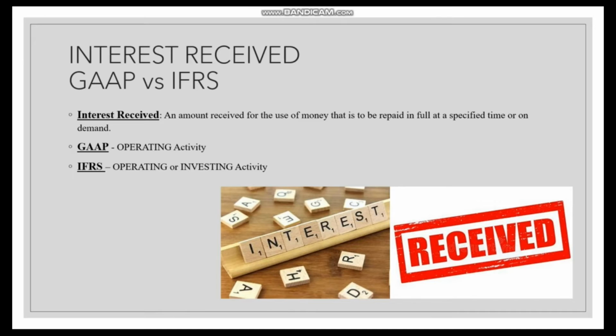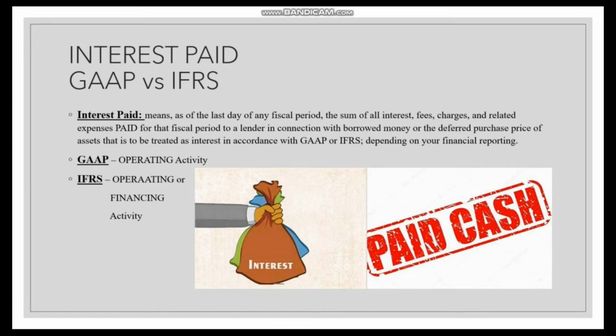Under IFRS, a firm can choose its own policy for classifying interest based on what it considers to be appropriate. Under IFRS, interest received is placed under operating or investing activities. Now we'll move on to interest paid.